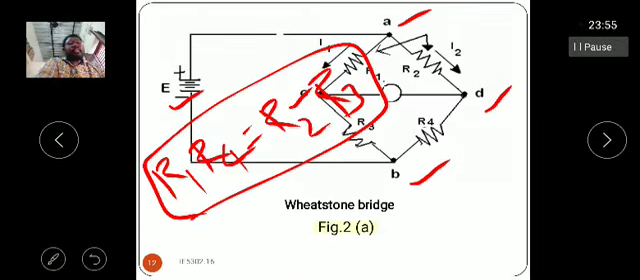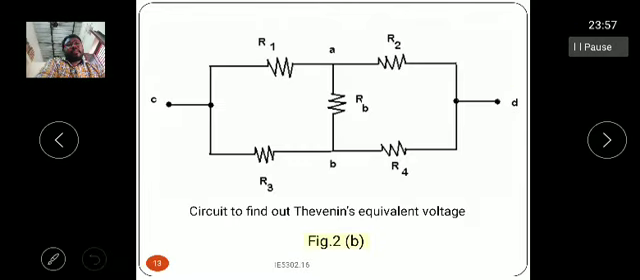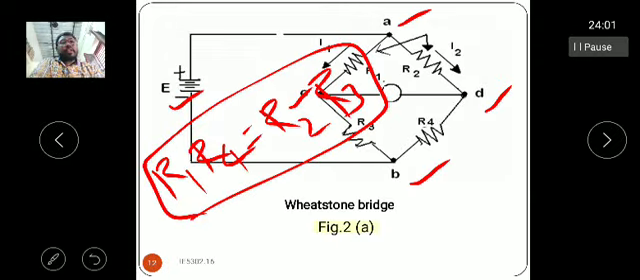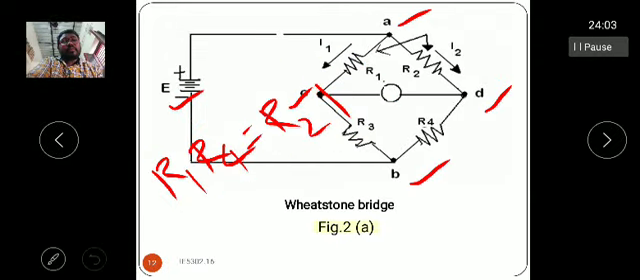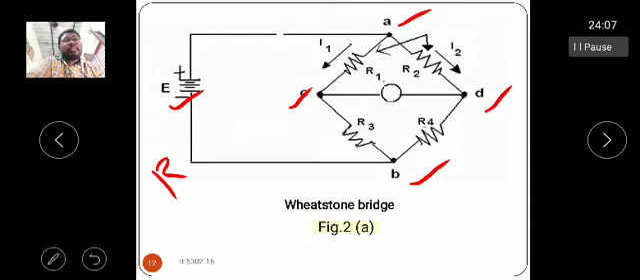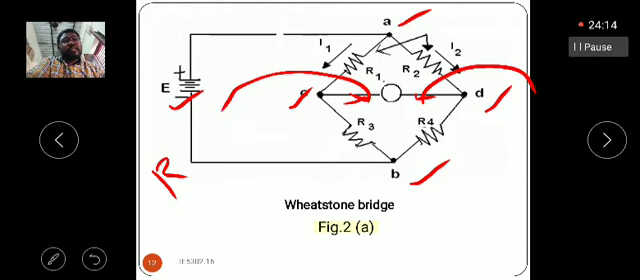Here we are going to explain the Thevenin's equivalent of the bridge circuit. Here we connect this circuit, and the bridge is balanced. Then this is open circuited. If we take the outside of these two, this is C and this is D, then we connect the circuit like that.